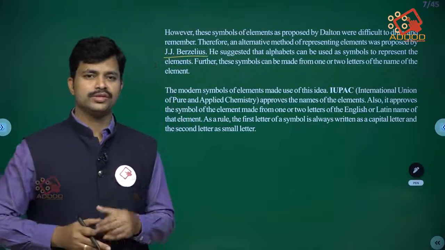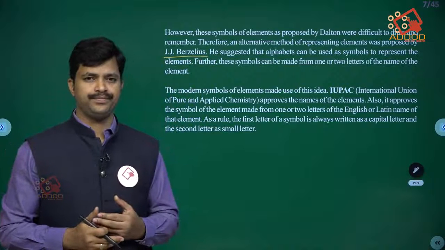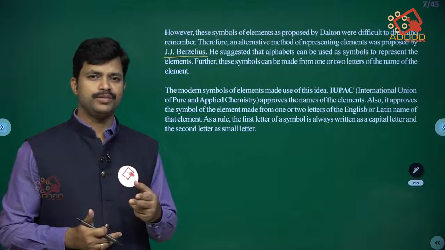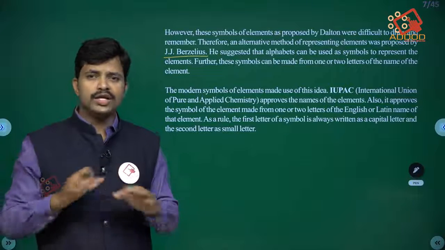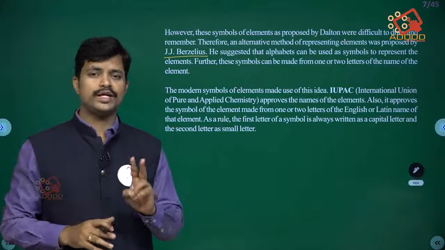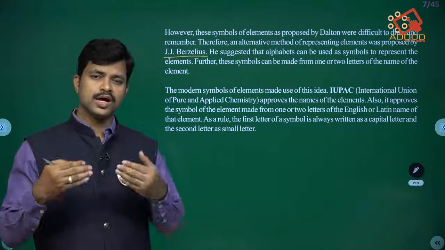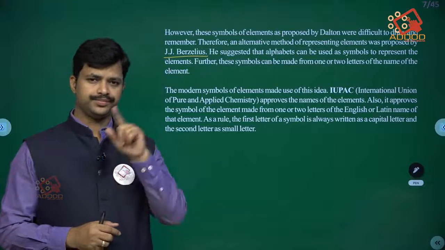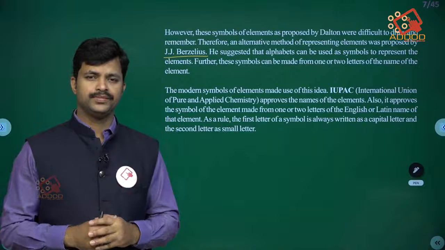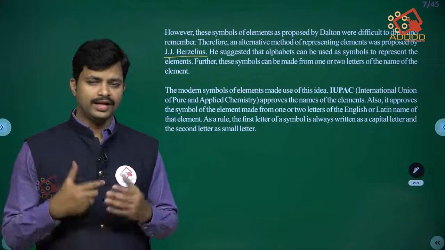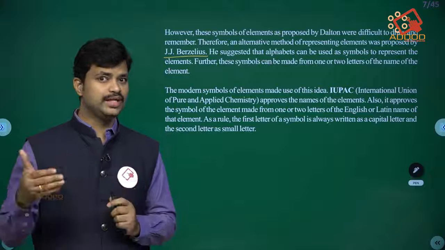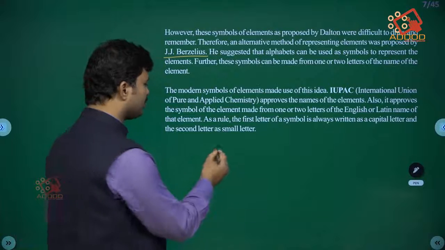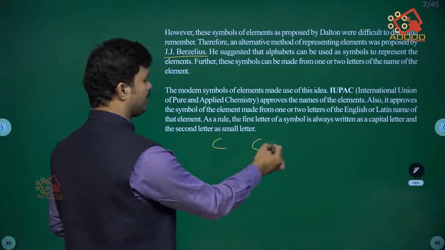According to Berzelius, the element name's first letter will be a capital and the second letter will be a small letter. Every element need not take two letters. Suppose carbon has adopted C, carbon is given capital C. Then what about calcium? Calcium cannot be given C, so the second letter has to be accepted: Ca, with the second letter a small letter. Carbon and calcium.